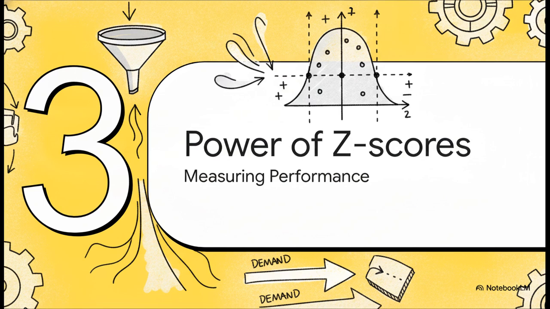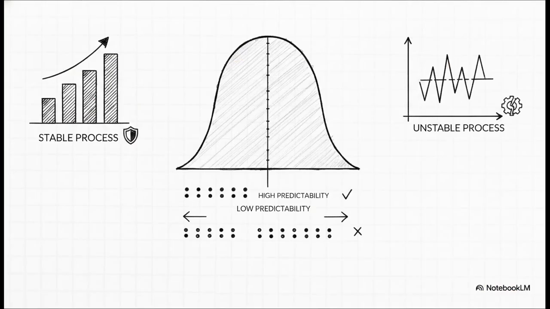Which brings us nicely to Section 3, the power of z-scores, where we actually measure our performance against those strict boundaries. But before we get into z-scores, we absolutely have to talk about standard deviation. This is the core metric of unpredictability. Simply put, it tells you how much each individual value normally deviates from the average. The wider the spread of your data, the higher your standard deviation, which means your process is way less stable. Conversely, if your standard deviation is small, your process is highly predictable and stable.